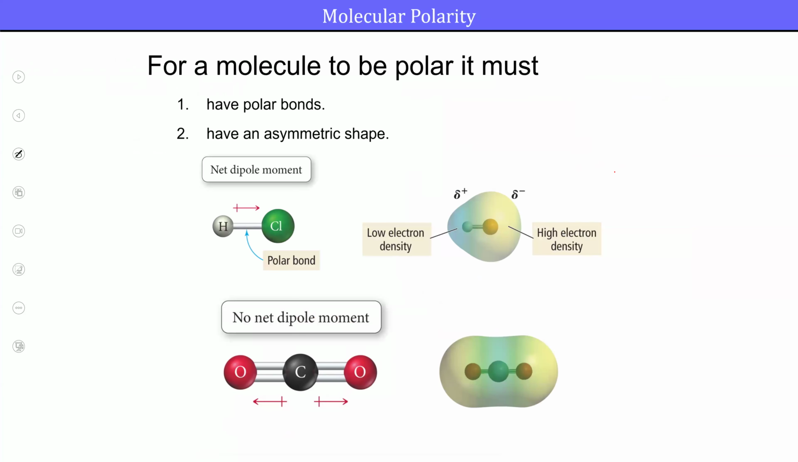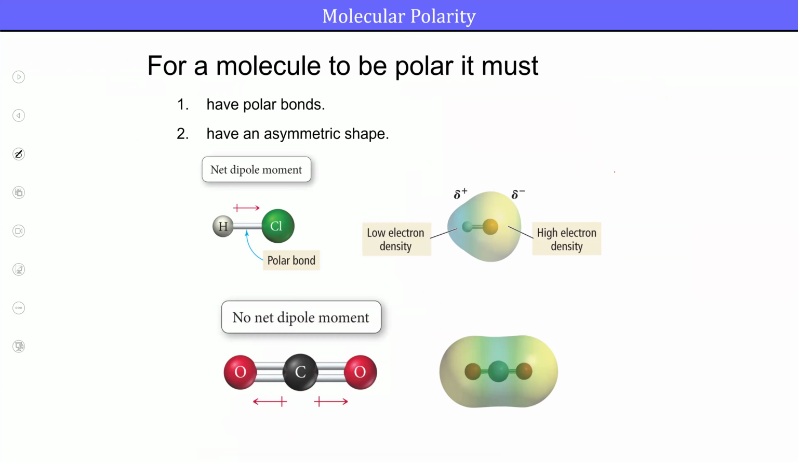Right, so we've talked about polar bonds. To determine if a molecule is polar, we add one more layer to it. Because that's what we do. I teach you something, we practice it a little bit till you get halfway comfortable, and then I add another layer to it.